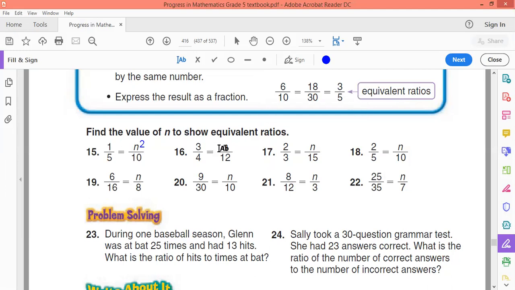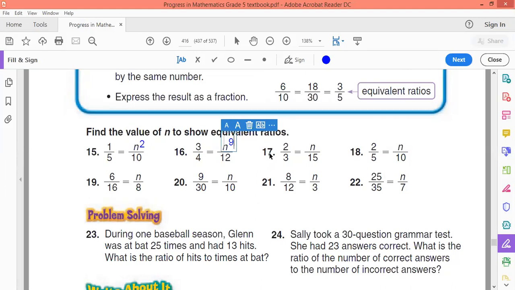Now the second one. 3 over 4 is equal to n over 12. 9. How did you get 9? Tell me. Because 4 times 3 equals 12. Yes, 4 times 3 is 12. So 3 times 3 equals 9. Very good. So it will be 9. Very good.